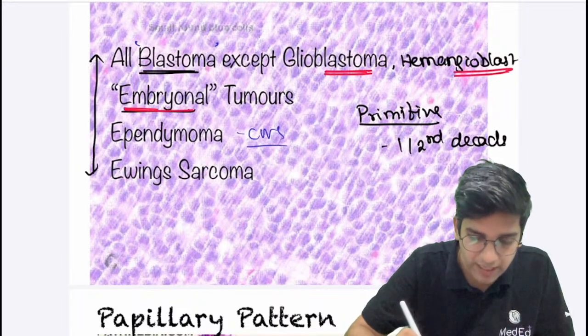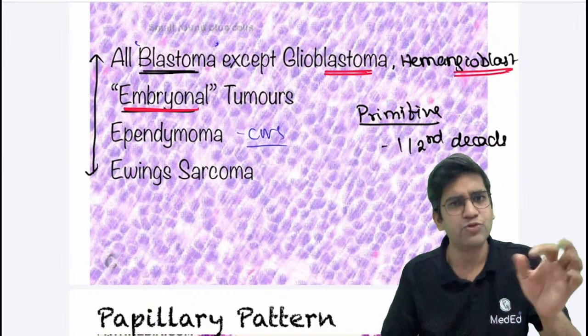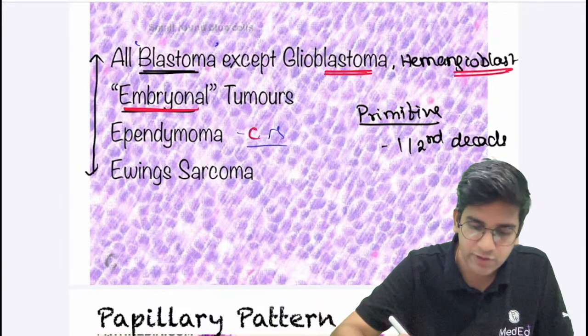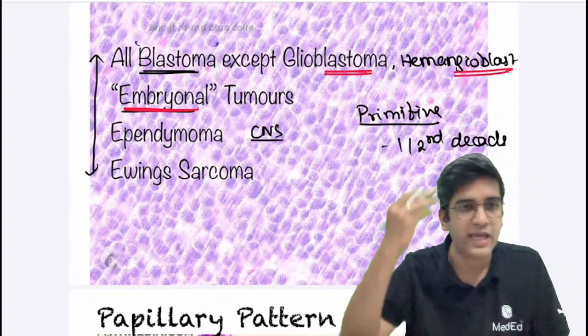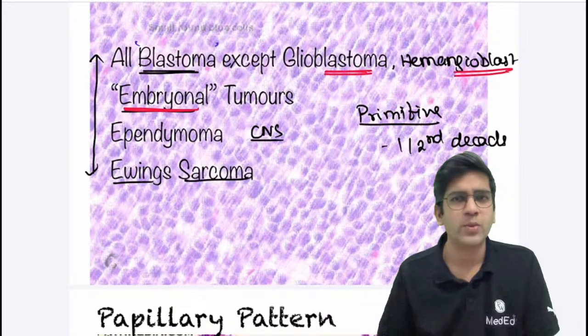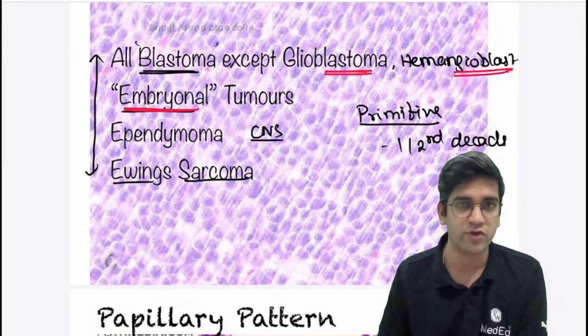Any tumor with the name embryonal in it, embryonal rhabdomyosarcoma, will have small round blue cell pattern. I have a tumor called ependymoma. Ependymal tumor, obviously you know where it arises from, right? It obviously is going to come from the CNS. Ependymal cells of the ventricle, small round blue cell pattern. Ewing sarcoma, which can happen in the bone as well as in the soft tissue. Again, small round blue cell morphology.